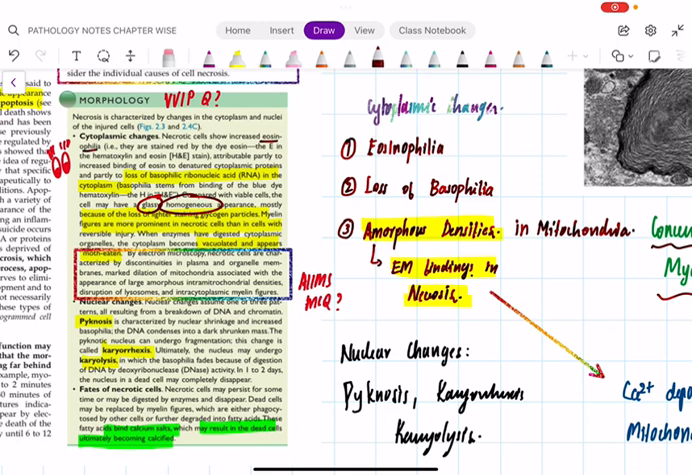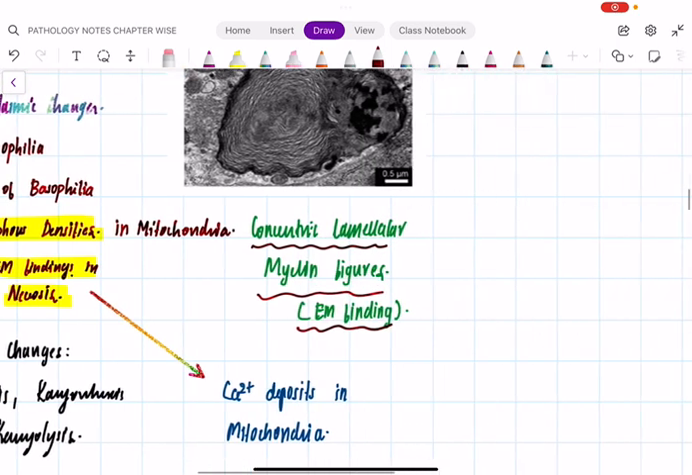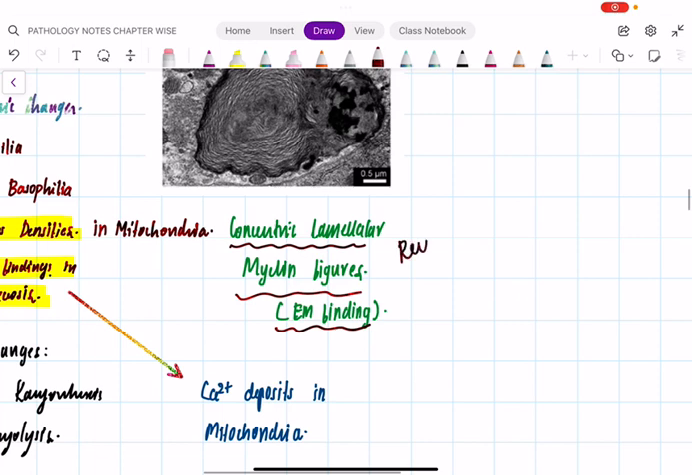The next one is what we call the myelin figures. But remember, here comes a very, very important and controversial question. Are myelin figures present in reversible cell injury or irreversible cell injury? I am giving a clear-cut view. Even MCQ books have a lot of errors. Myelin figures are a characteristic feature of reversible cell injury. I am writing again here: myelin figures means reversible cell injury.